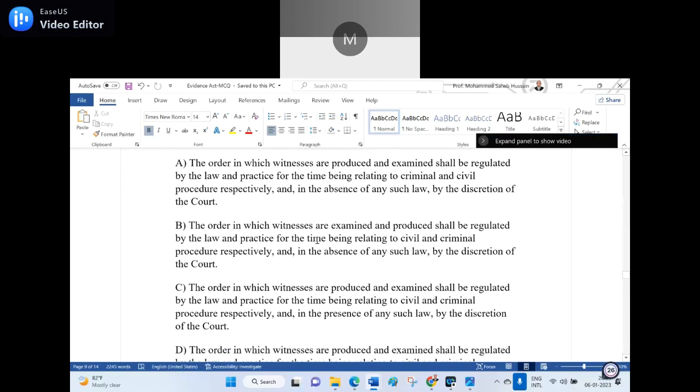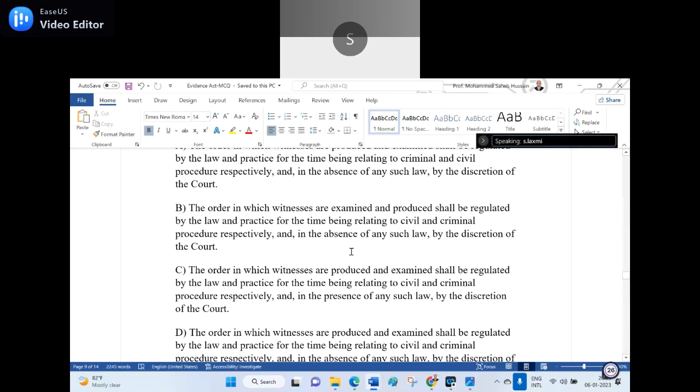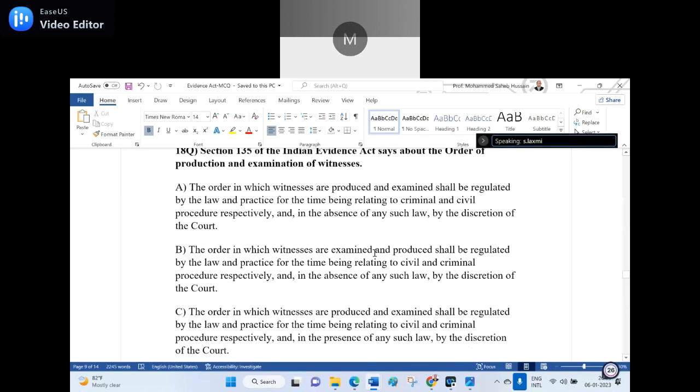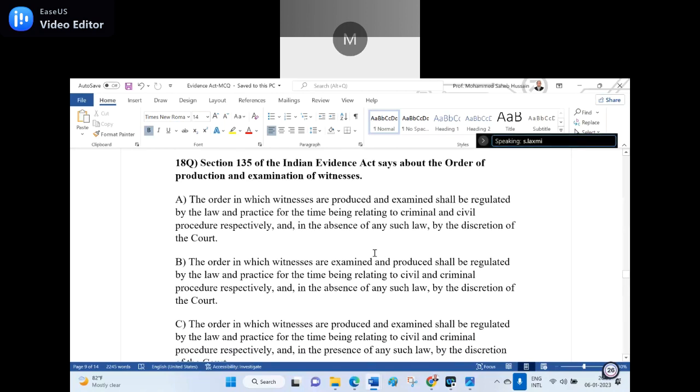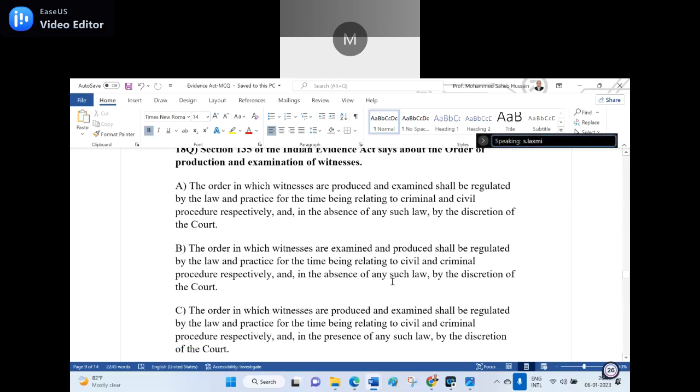Okay, now let us go to the second one. The order in which the witnesses are examined and produced. Which is the correct word? Produced and examined, or examined and produced? First produced, then examined. Without the marriage, there is no conception. Am I right? So the second one is wrong.